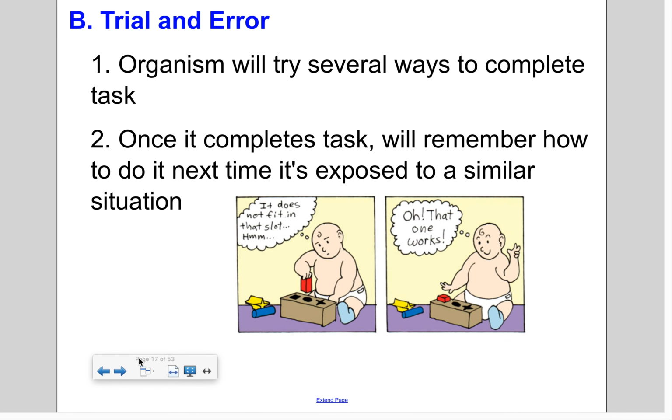So trial and error is another example of learned behavior. So organisms will try several ways to complete a task, and then once they learn how to do the task, they become faster and faster at it. So babies with toys with shapes, you know, they try to put the block in the correct shape holder, and at first they struggle with it, but then over time they get faster and faster and faster.